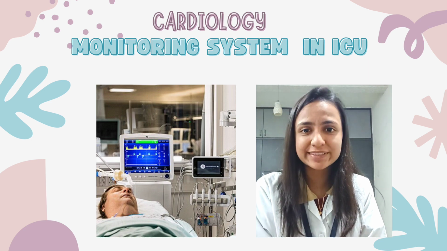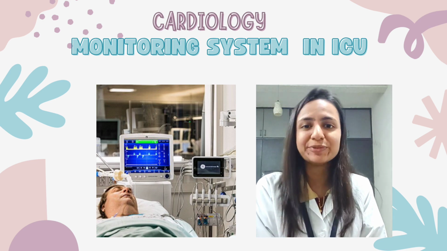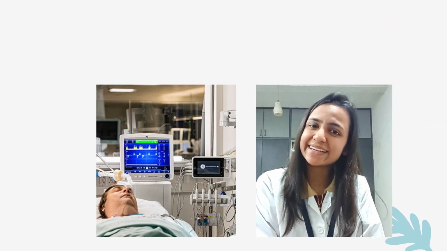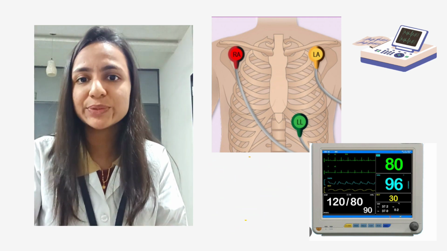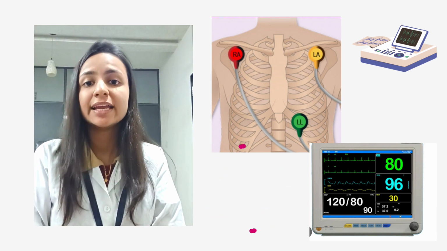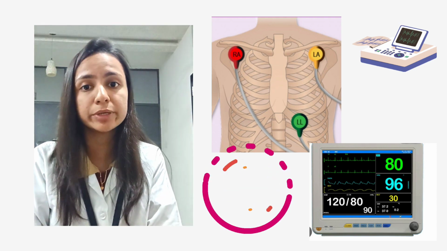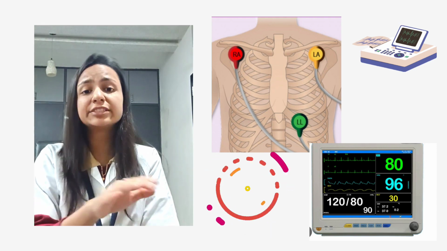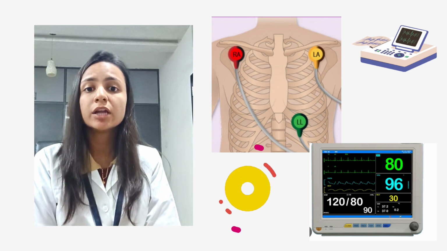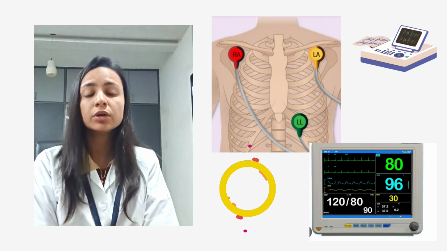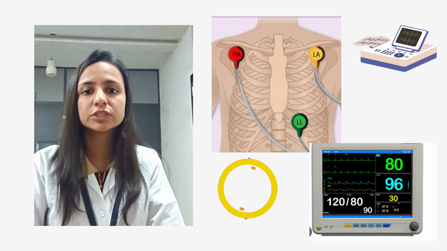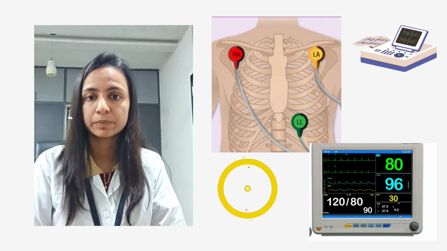Today I am going to discuss the monitoring systems in the ICU. So let us start. ICU is the intensive care unit. The intensive care unit has many systems for monitoring the cardiopulmonary function of the patient. The main goal of the ICU is to maintain proper oxygen transportation to the patient.